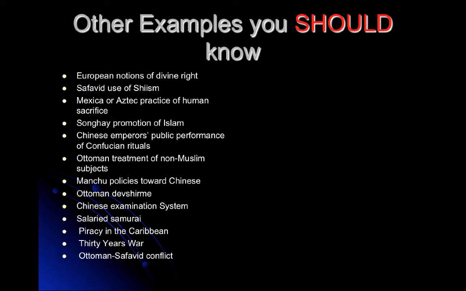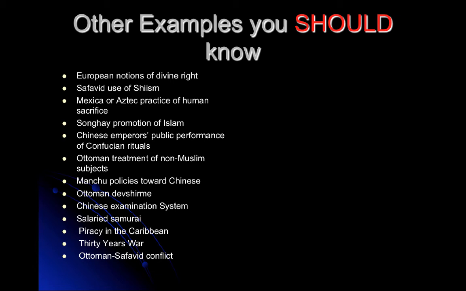Okay, other examples of things you should know for sure. European notions of divine right. We talked about that in regard to Louis XIV and his divine right theory that God has given him the divine right to rule as God's right-hand man. And basically he is acting as God on earth.